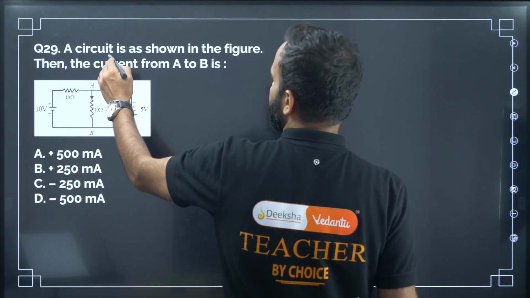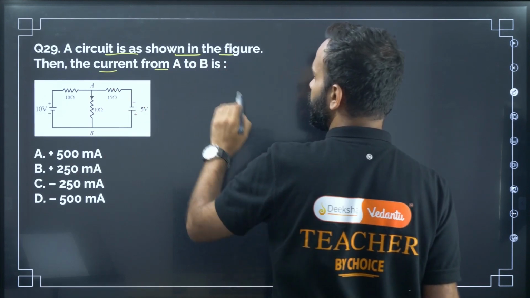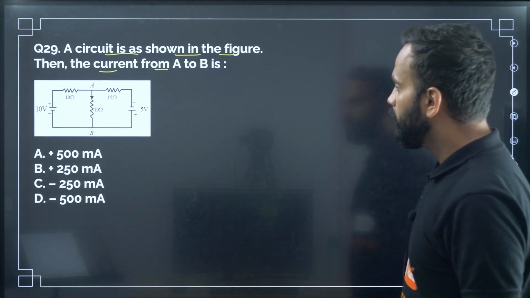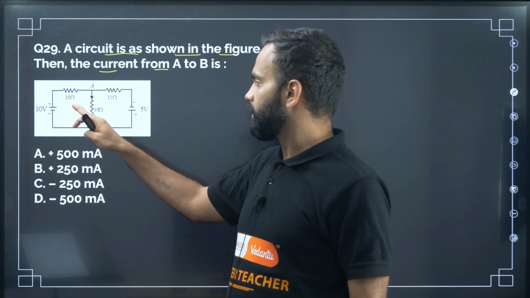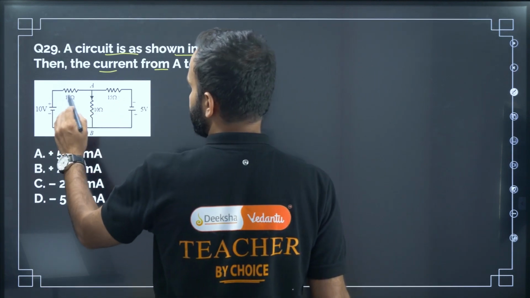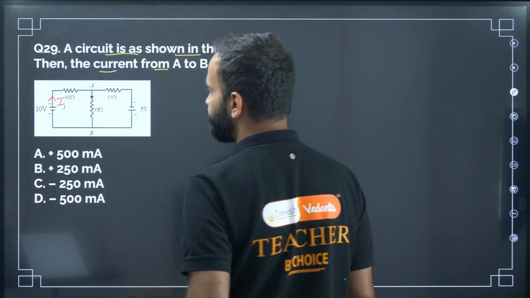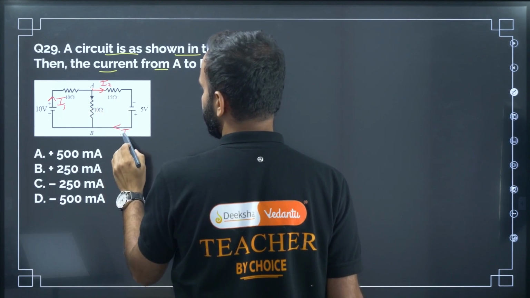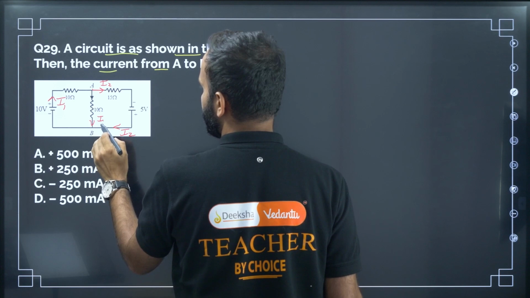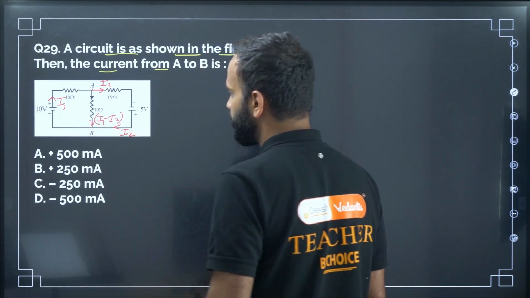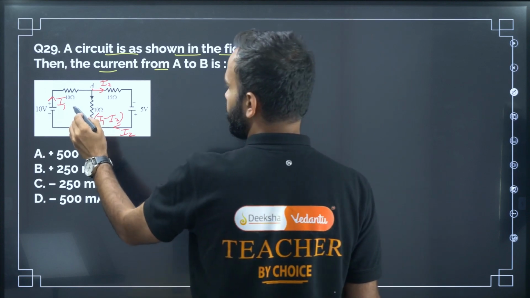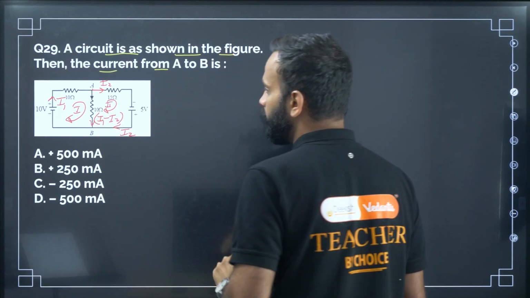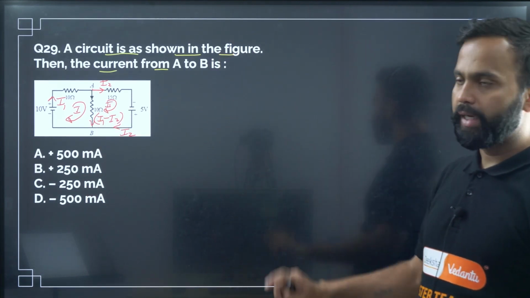Question number 29. A circuit is as shown in the figure, then the current from A to B is? We need to find the current from A to B. First let us denote the current in this wire. So this is current I1, and here the current I2. Then the remaining will be I1 minus I2. Now apply the KVL rule for the first loop and the KVL rule for the second loop.